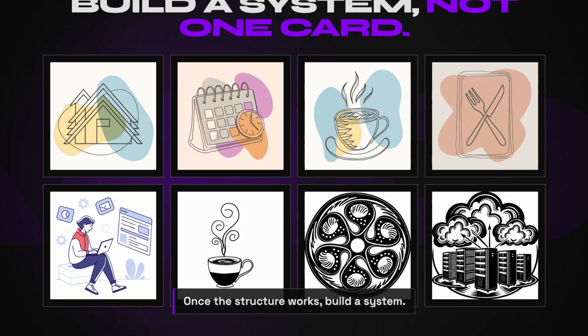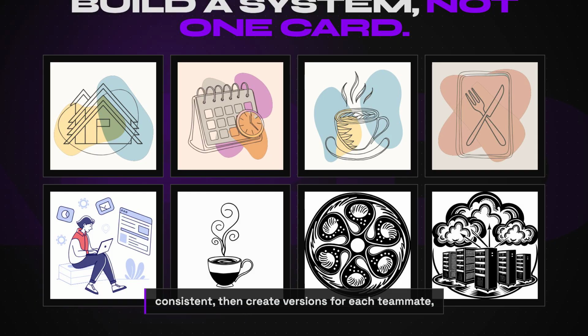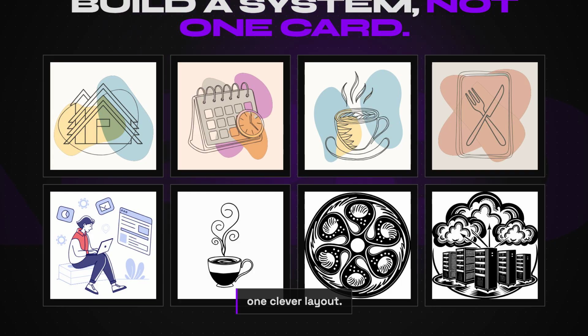Once the structure works, build a system. Keep the grid, monogram, and type hierarchy consistent. Then create versions for each teammate, a dark and light option, a conference card, and a digital contact graphic. A reusable identity system is more valuable than one clever layout.